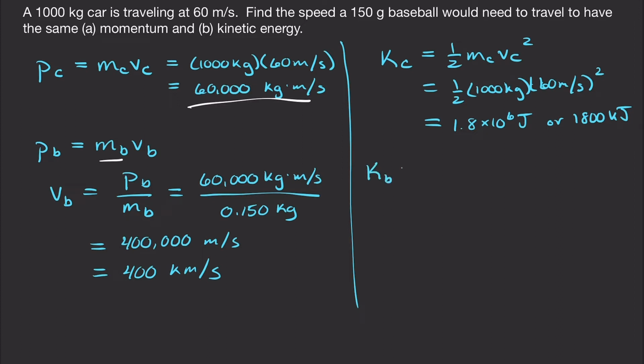The kinetic energy of the baseball is 1/2 the mass of the baseball times the velocity of the baseball squared. And if we solve for the velocity of the baseball, we need to move the 2 and the m over, so multiply by 2, divide by m, and then take the square root.